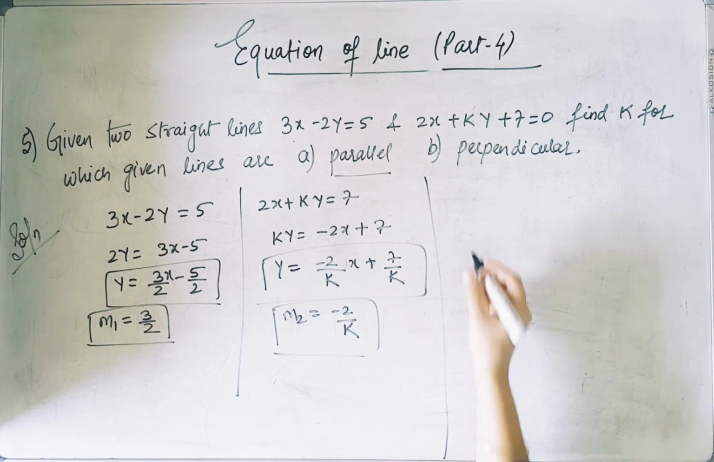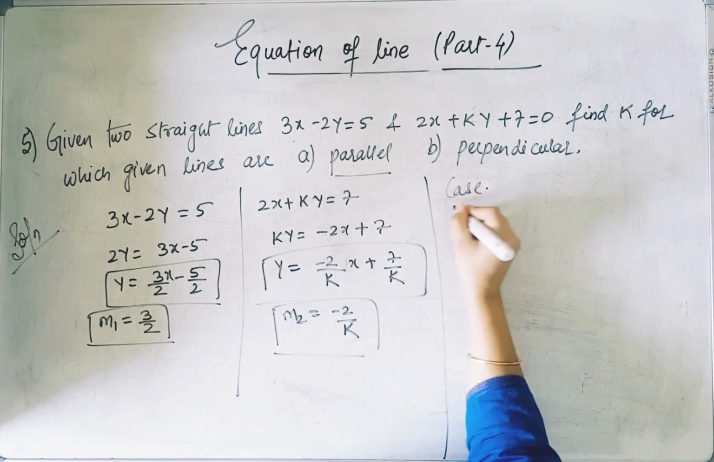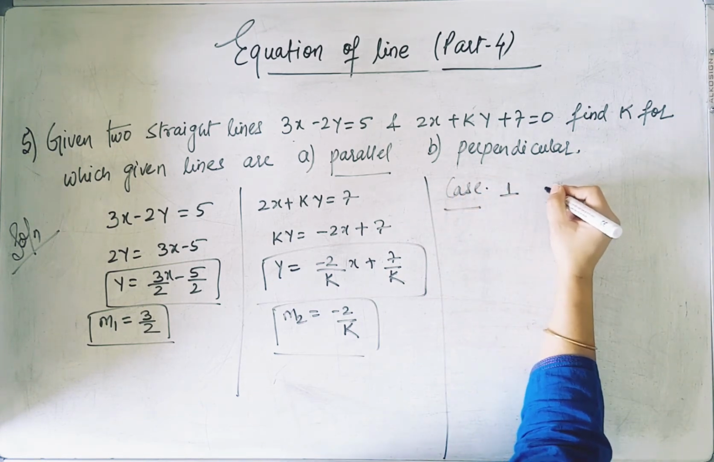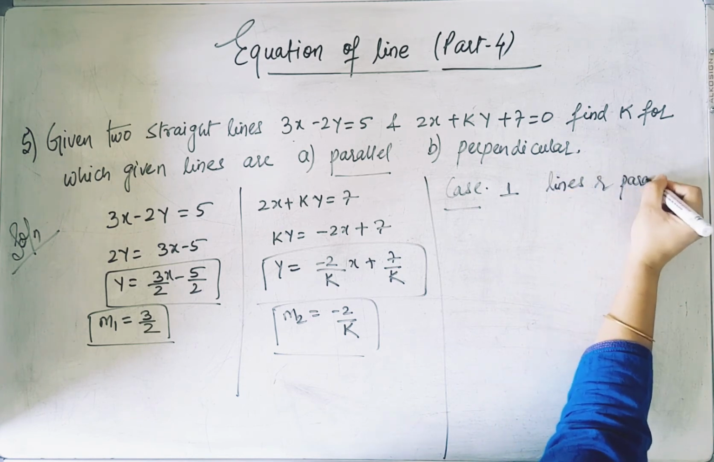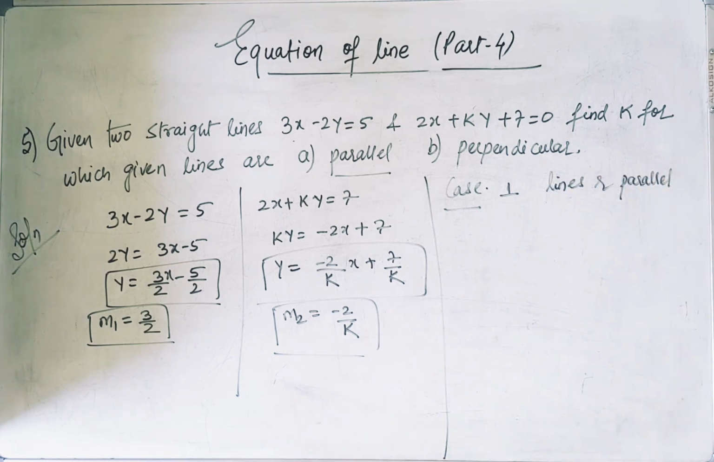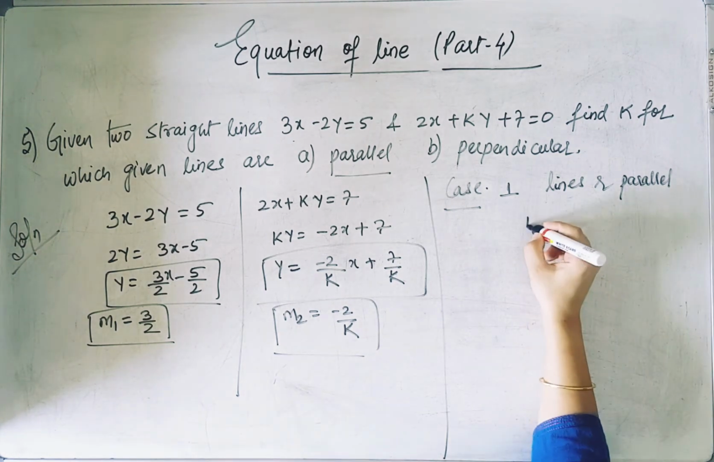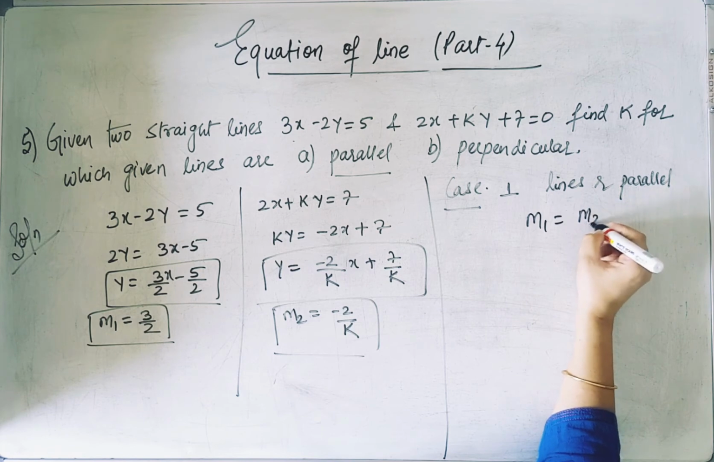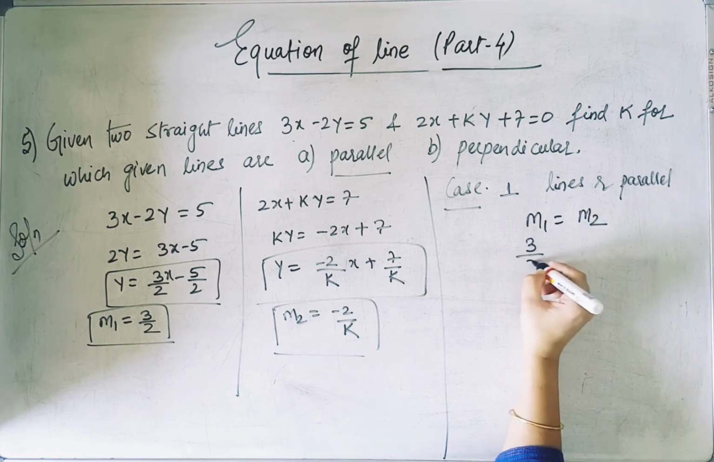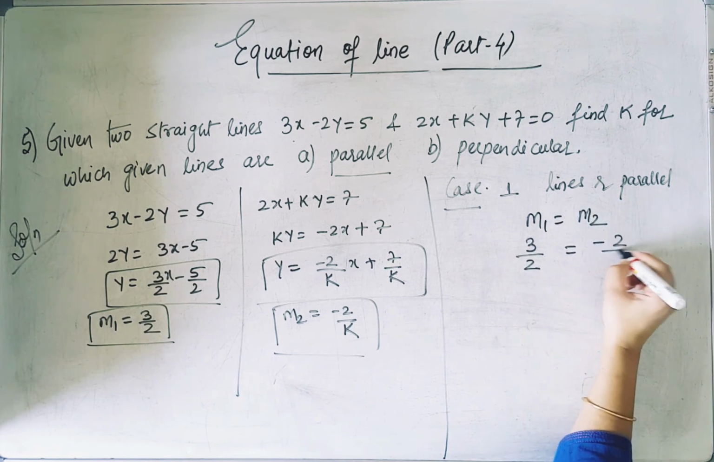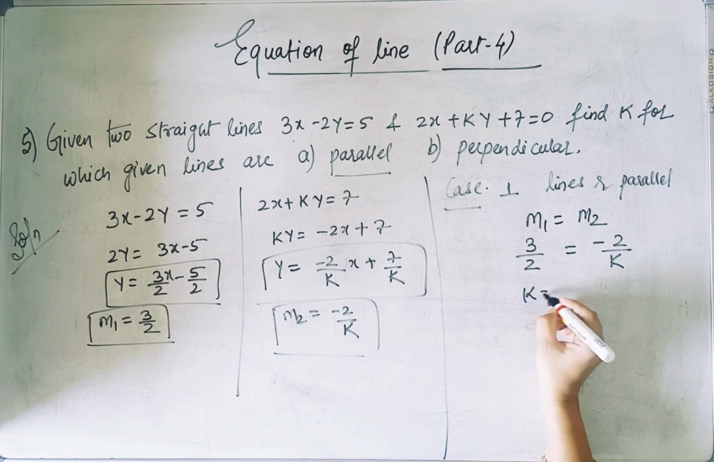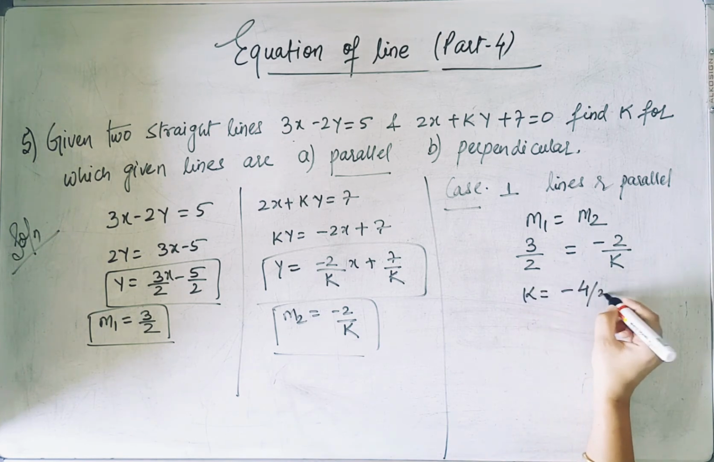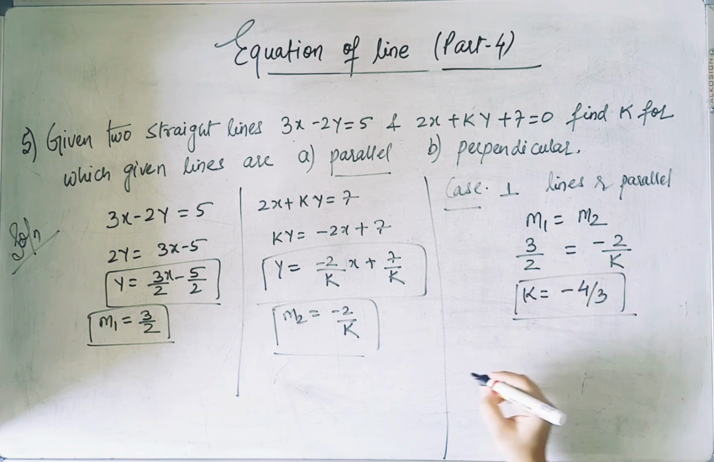Find k. Case 1: if lines are parallel. If lines are parallel, m1 equals what? m2. Thus 3 by 2 equals minus 2 by k. So in this case, k will be what? Minus 4 by 3.